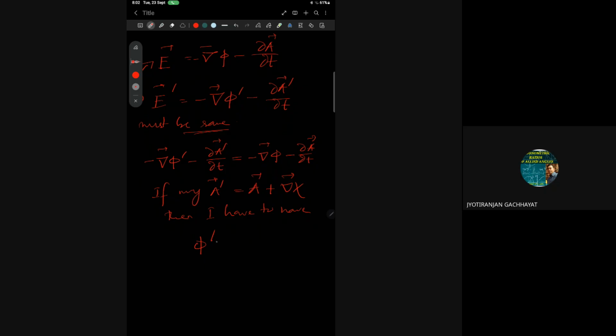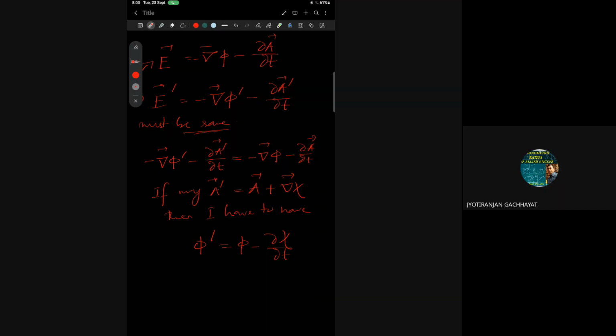I have to have phi prime is equal to phi minus del chi by del t. So if I change the vector potential, to keep my electric field and magnetic field the same, I have to change my scalar potential as well.